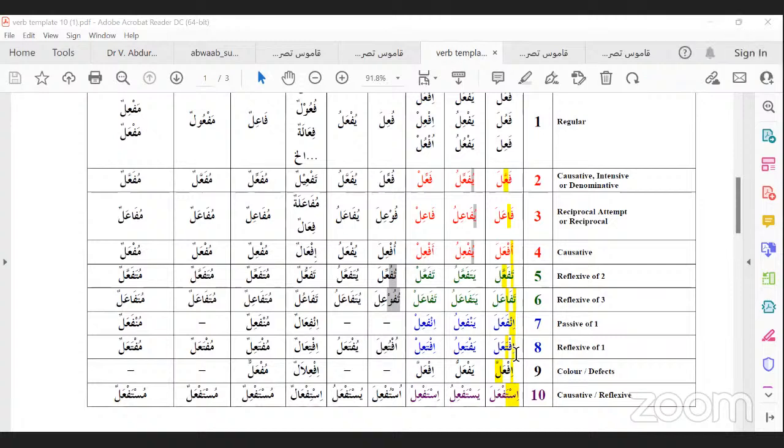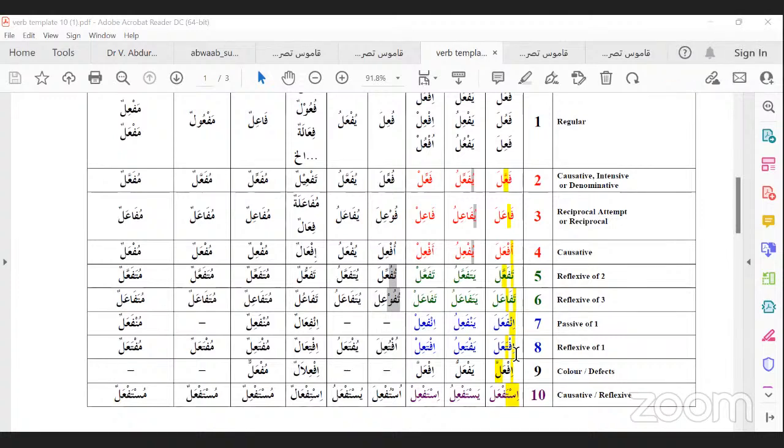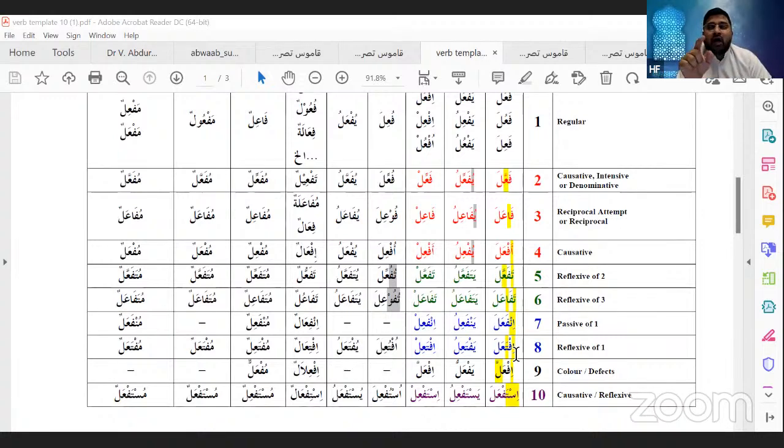Ijtama'a, Ijtama'u, Ijtama'at, Ijtama'ata, Ijtama'na. No, put the sukun on the ayn. Ijtama'na.